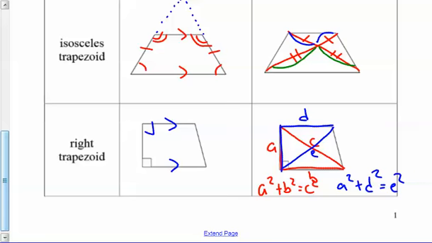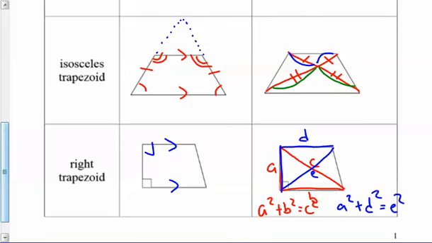And of course, if you had a right trapezoid that was isosceles, you would have a rectangle. And we'll get to that when we start comparing the special quadrilaterals to the special parallelograms. Okay, so those are the properties that you need to know about these three special quadrilaterals.